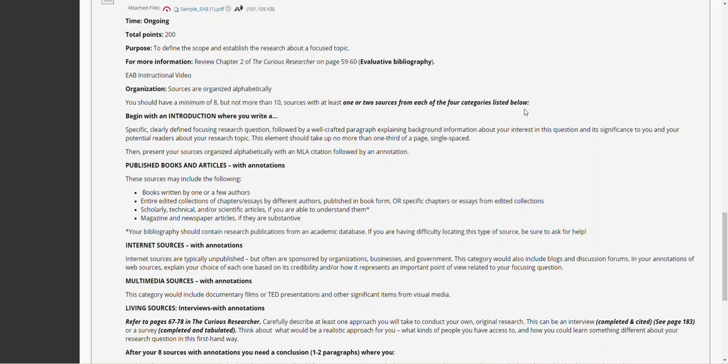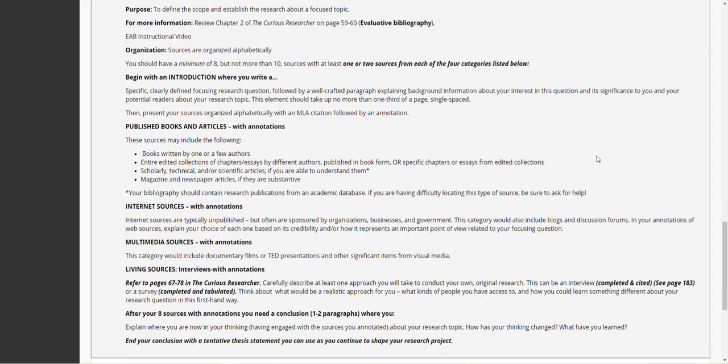So the first category is published books and articles. These may include the following: books written by one or a few authors, edited collections of books. You can use chapters. You don't have to use a whole book. You can grab a chapter from a book or an edited collection. There are ways to cite those. You can, in many ways, look in the back of the Curious Researcher. Appendix A gives you much information about how to go about citing your sources.